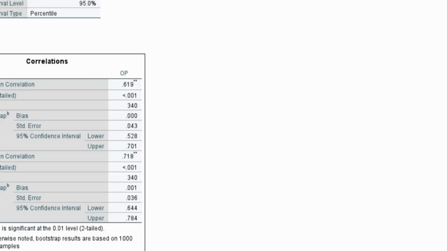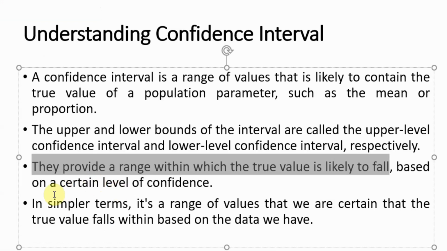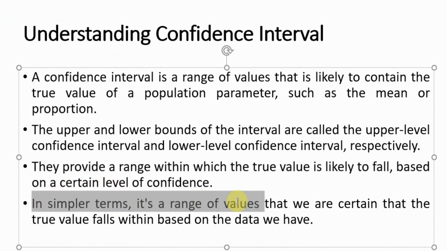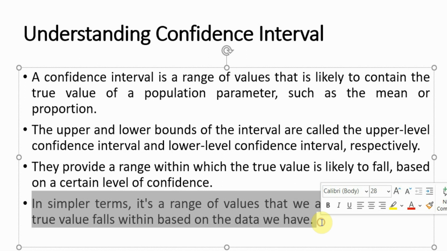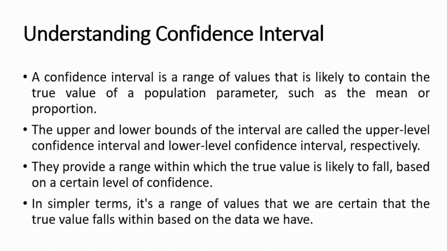So the true value of the correlation is likely to fall between this lower and upper confidence interval. The true value for the correlation between development and OP is likely to fall between 0.644 and 0.784. In simpler terms, it is a range of values that we are certain the true value falls within, based on the data we have, that is our sample.